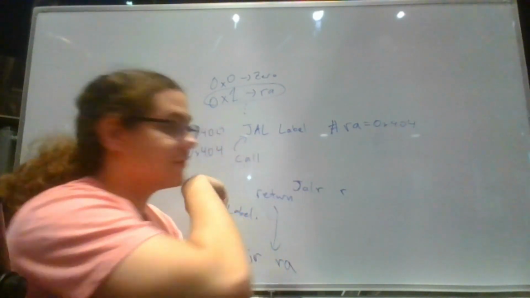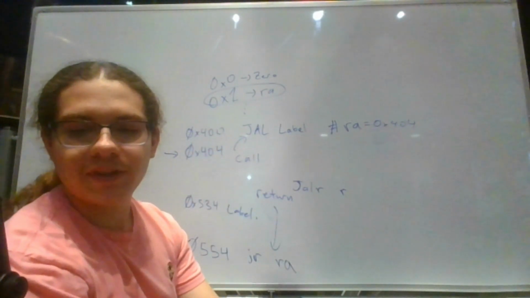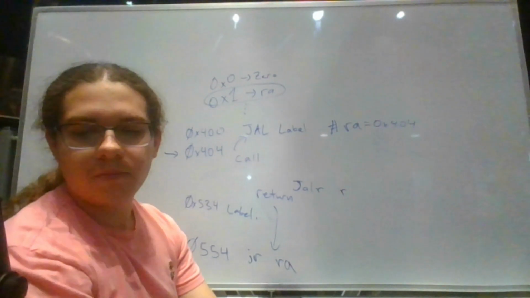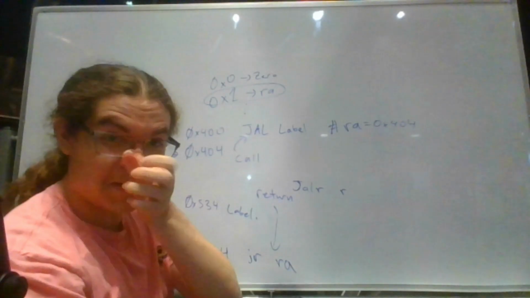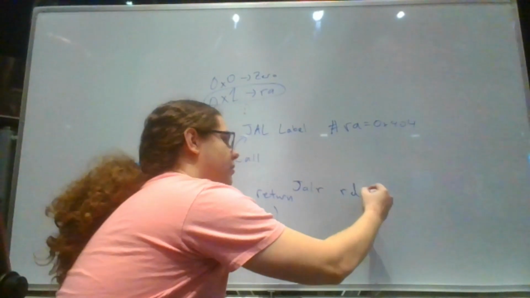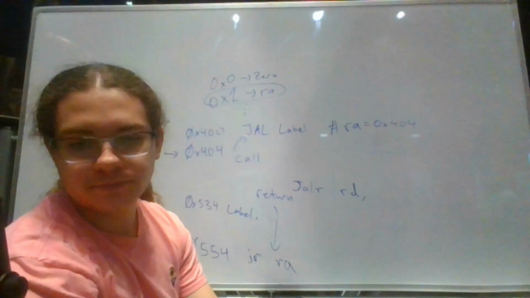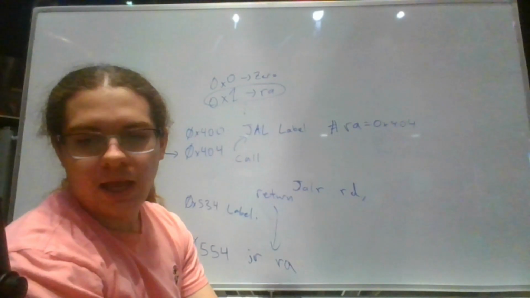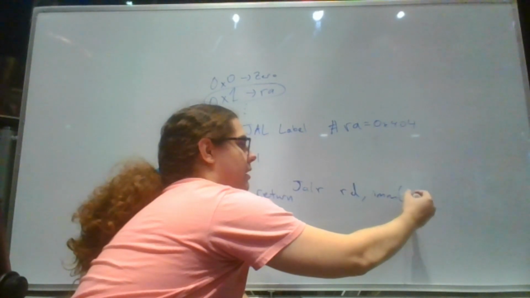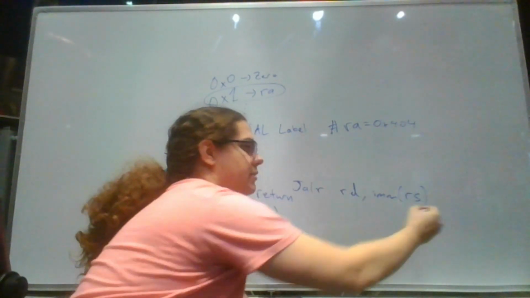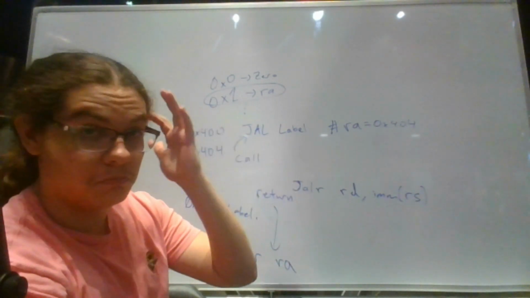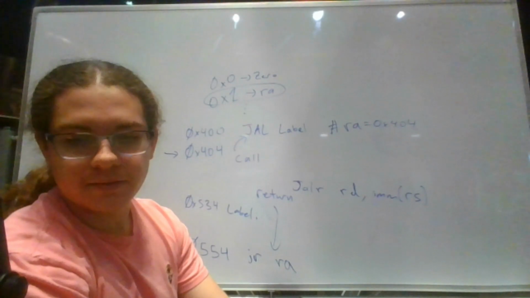Let me go ahead and write out a little bit more of what this does. So jump and link register looks kind of like a store word instruction almost, or like a load word instruction. You have the first register, whatever it is, I'll call it RD, and then you have it followed by some immediate value outside of some register value in parentheses. So it actually looks very similar to a load word. So here's what this does.